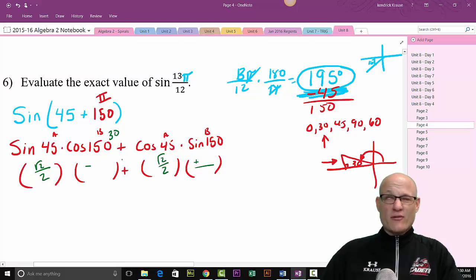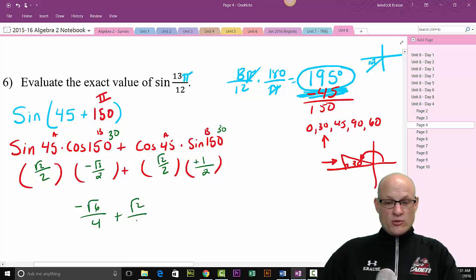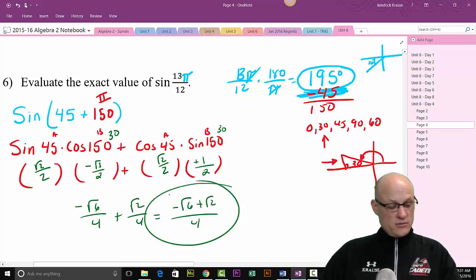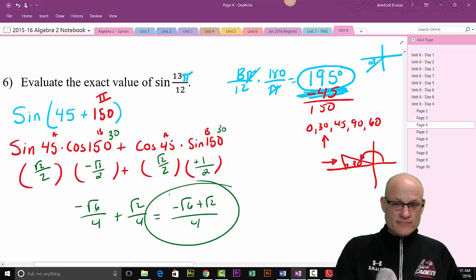What is the cosine of 30 degrees? The cosine of 30 degrees is the square root of 3 over 2. And what is the sine of 30 degrees? Well, sine of 30 degrees is 1/2. So let's multiply. We get negative radical 6 over 4 plus radical 2 over 4. And this is negative radical 6 plus radical 2 all over 4. Ooh, it looks so familiar, Mr. Krause. All right, let's move on.